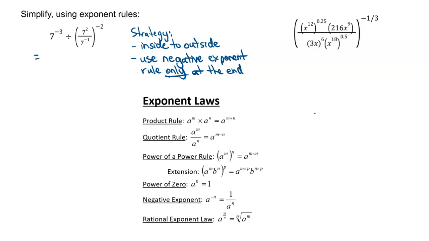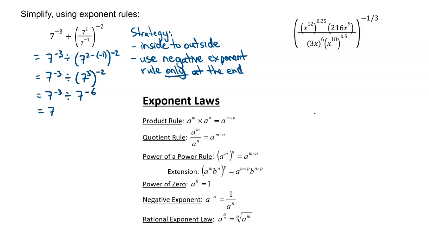So the first thing we're going to do here is working inside to outside. We're working on these inside brackets. So 7 to the power of 2 divided by 7 to the power of negative 1. Well, we're going to use the quotient rule. 2 minus negative 1 means we add 1. And so we can simplify inside those brackets to be 7 to the power of 3. Now that's all to the power of negative 2. So now we can use the power of a power rule. 7 to the power of 3 times negative 2 gives me 7 to the power of negative 6.